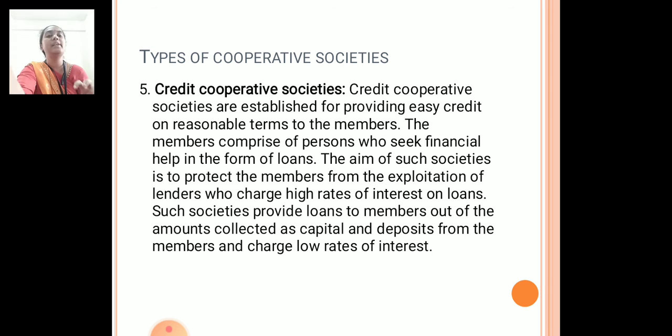So where do these societies provide loans from? From the amount collected as capital from the members themselves. From members, whoever is in need, the amount will be lent as a loan. Deposits will also be collected from the members, and whoever needs financial help at any time will be given the loan and charged a very low rate of interest. So that was about the types of cooperative societies.